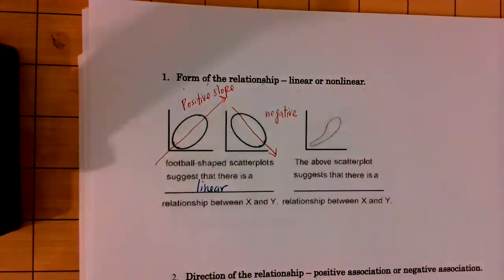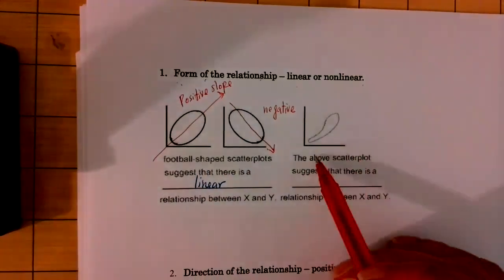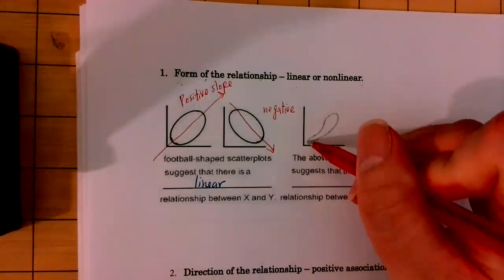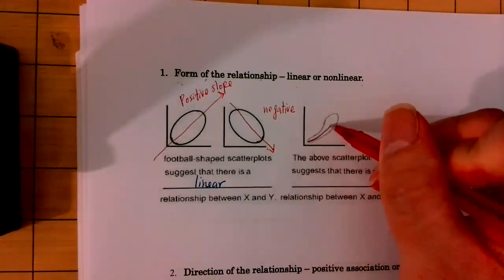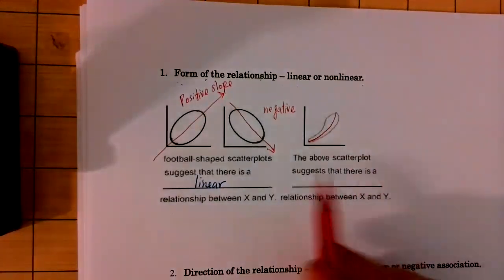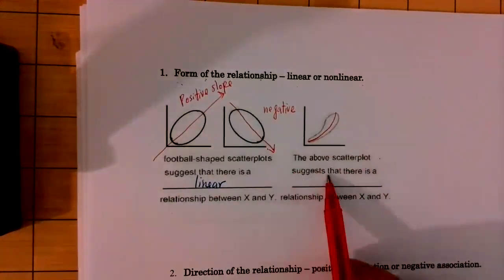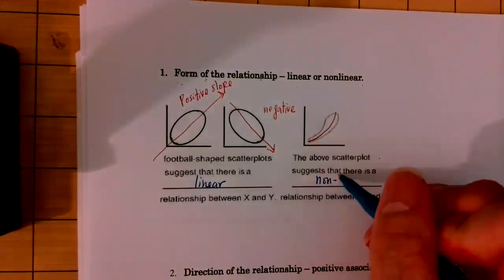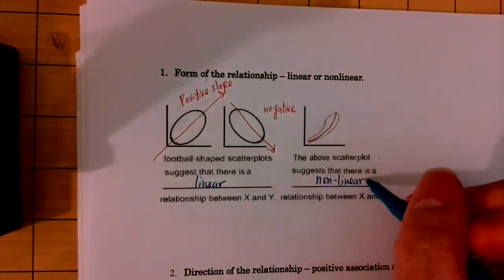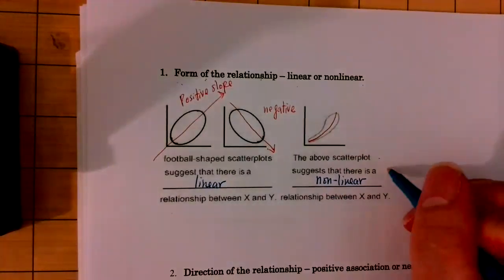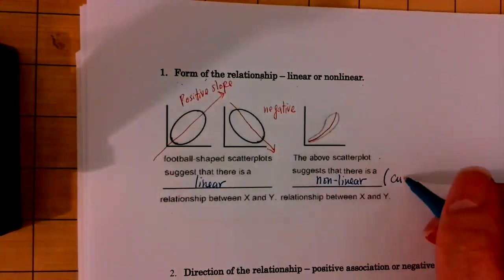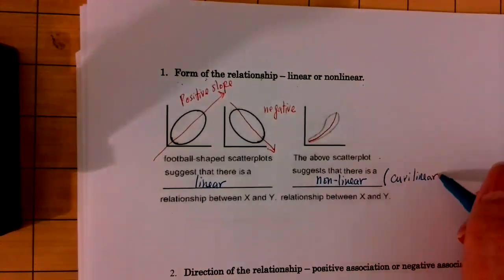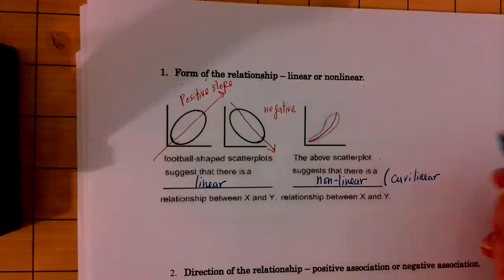Negative association, okay? Now, this picture, if you fit the data, you cannot fit by a line. You fit with what? A curve. So in this case, the scatter plot suggests that there is a nonlinear relationship, or you say what? You say curvilinear relationship, okay?